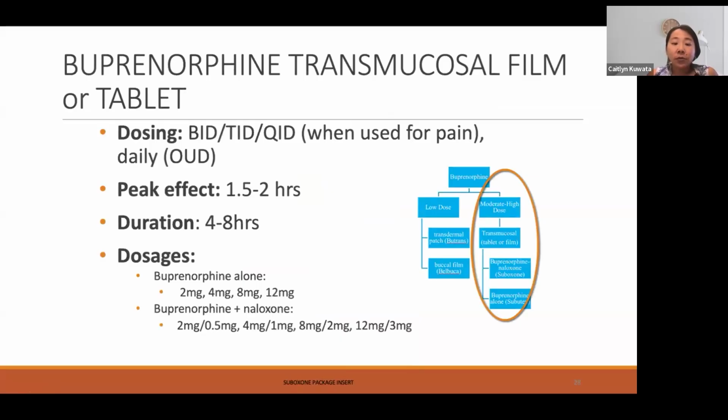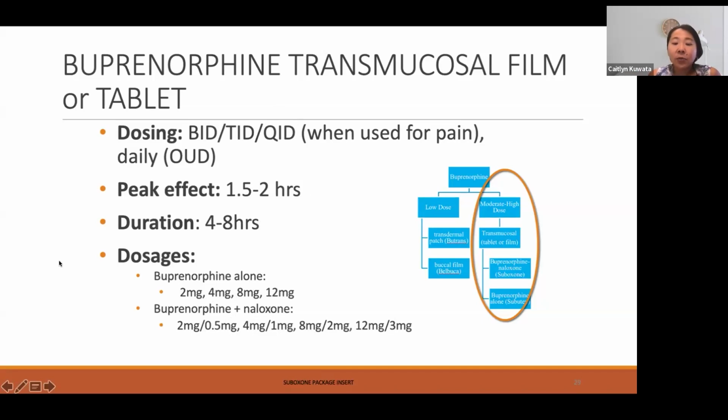So the dosing can be BID, TID, or QID when you're using it for the indication of pain. And when you're using it for opioid use disorder, it would be daily. So it depends on your indication for how often you're using it, but you can use it as frequently as QID. It reaches peak effect in 1.5 to 2 hours, and it usually lasts from 4 to 8 hours in duration. And in terms of dosages, if it's buprenorphine alone, 2 milligrams, 4 milligrams, 8 milligrams, or 12 milligrams. And if it is combined with naloxone, that's what you have the second dosing, and those are the naloxone dosing.